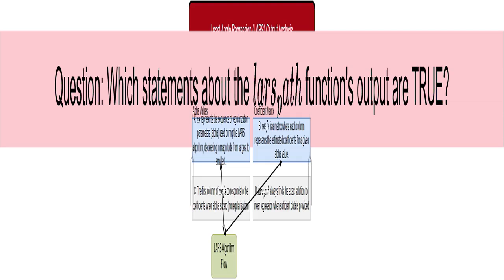This is the central question of the quiz. It's asking you to analyze and interpret the results of the _lars_path_ function within the scikit-learn library. I want you to understand what is expected out of the function output. The question directs you to evaluate the correctness of various statements related to the function's output.